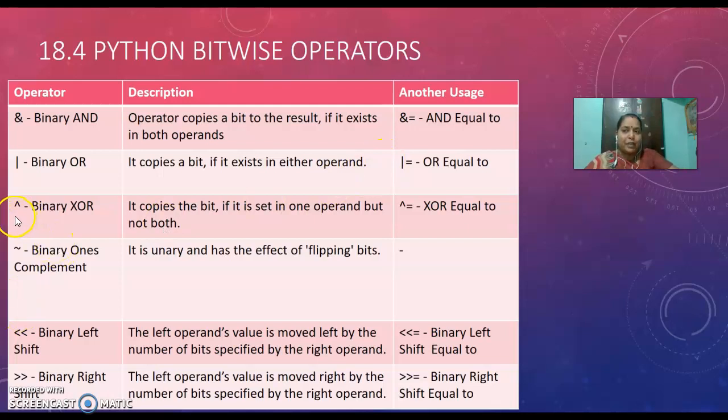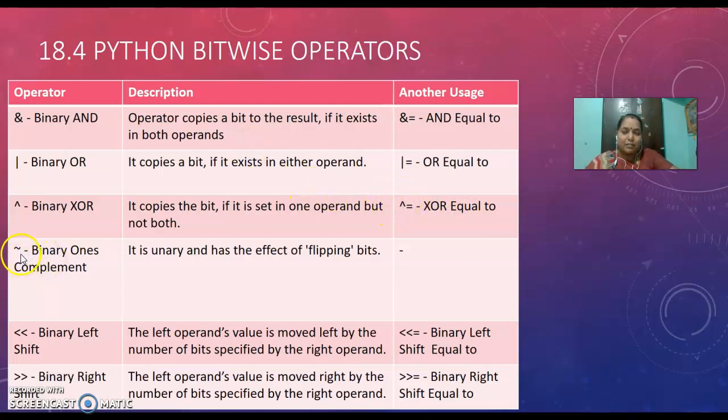In the similar way, binary XOR, it copies the bit if it is set in one operand but not in both values. For example, if the bit of one operand is 0 and the same bit of next operand is 1, it will return the value as 1. So in another usage of XOR operation, C XOR equal to A, if it is given like this, then C is XORed with A and the result value is being stored in the variable C itself.